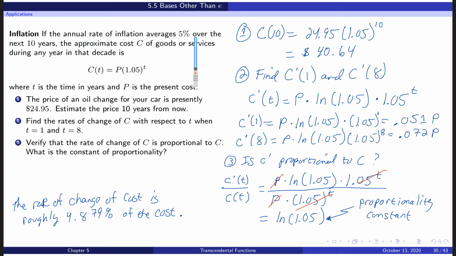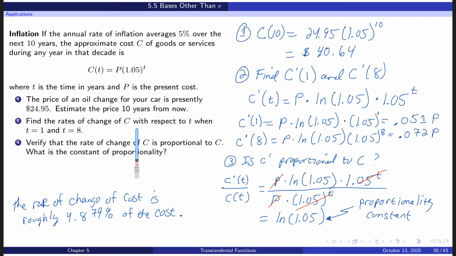Rate of inflation is 5%, and if you take the cost of something and factor in inflation, you'll get this kind of a function. The cost is the original amount, or the principal, times 1.05 raised to the t. So the price of an oil change is presently $24.95. Estimate the price in 10 years. $24.95 goes in for P, 10 goes in for t. Substitution, you get a predicted value of 40.64.